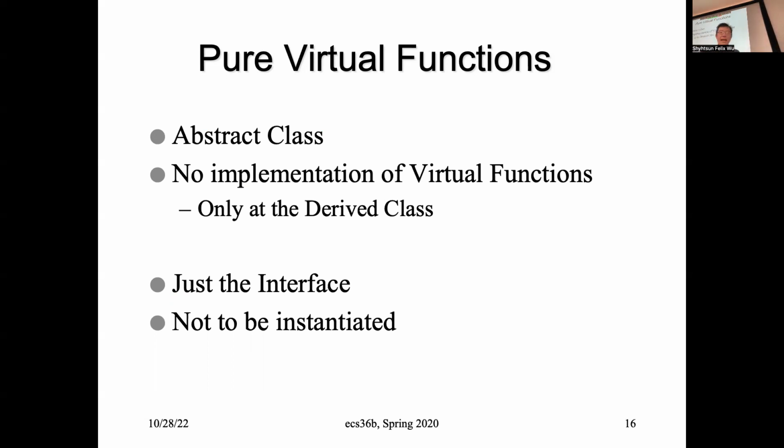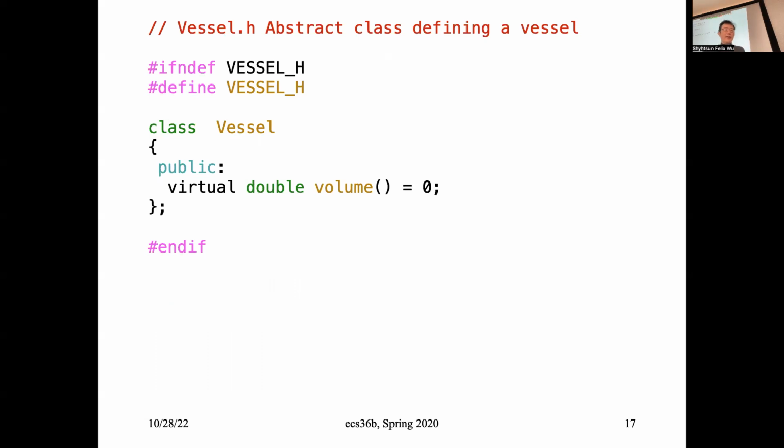So the syntax of a pure virtual function, as we saw on Wednesday, in the code looks like this. I define a virtual function, in this case a function called volume. And after I define it, I put equal to 0. When I put it equal to 0, this declares that this function over here is a pure virtual function. Let me actually show you the code.